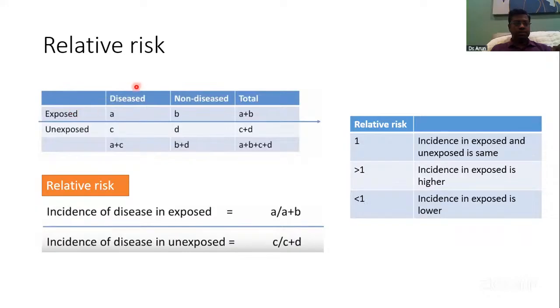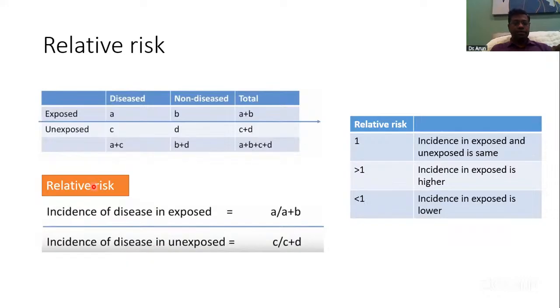On the columns, you can see disease, non-disease, and exposed, unexposed. Total exposed is A plus B, total unexposed is C plus D. Total diseased is A plus C, total non-diseased is B plus D. Based on this data, first we can calculate the incidence of disease in exposed, that is A by A plus B, and the incidence of disease in unexposed, that is C by C plus D. Incidence of disease in exposed upon incidence of disease in unexposed gives you the relative risk.